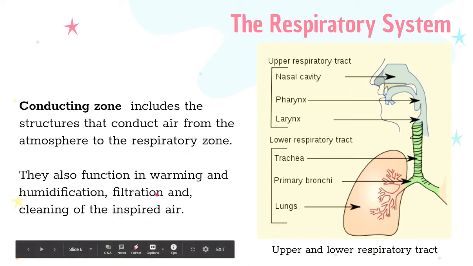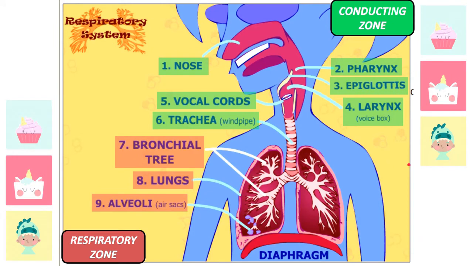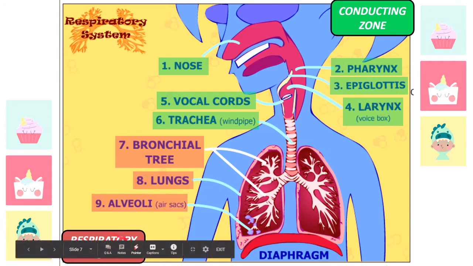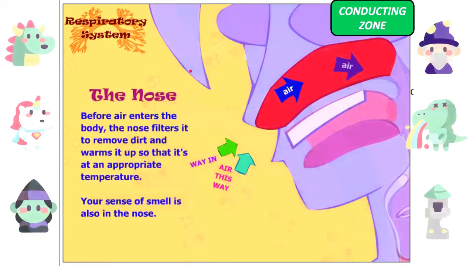So when we say inspired air, that's the air that goes into the lungs. These are the parts of the conducting zone. We've talked about this. Those in green are the conducting zone, while the ones in red are your respiratory zone. The first part of the conducting zone is the nose. This is where the air enters. The nose filters it and removes the dirt and also warms it up so that our lungs will receive the air at an appropriate temperature. Your sense of smell, your olfactory glands, are also found in the nose.